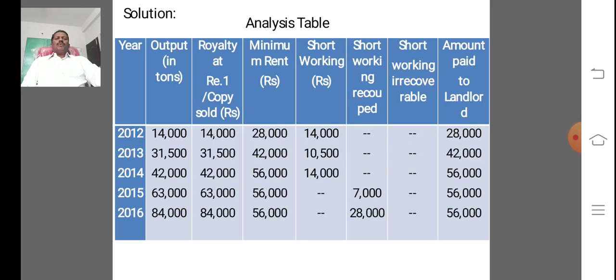In 2014, 42,000 tons we are manufacturing into 1, 42,000 royalty, and minimum rent is 56,000. In this case also royalty is less than minimum rent. The shortage is 14,000. And finally the amount paid to landlord is 56,000.